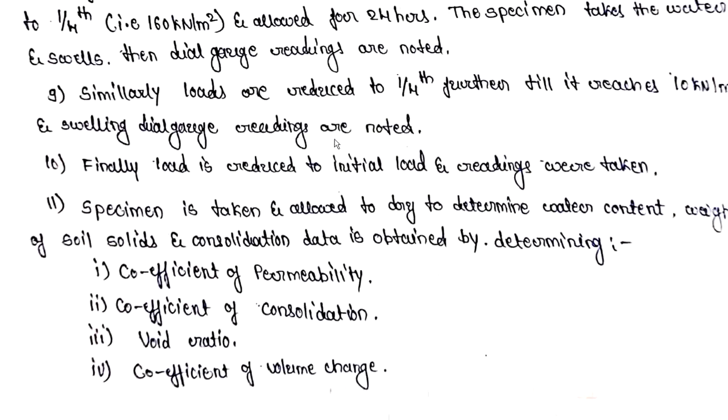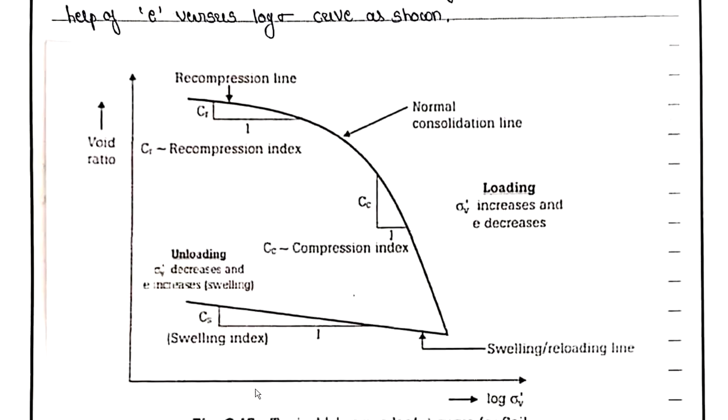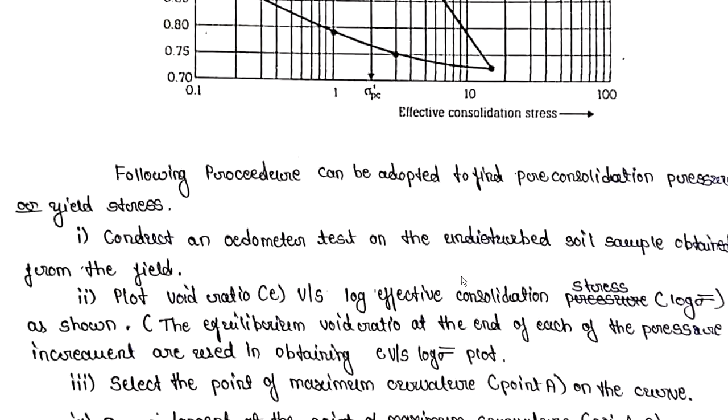You can see in the compression curve, load or stress is on x-axis and void ratio is on y-axis. So as load or stress increases, void ratio decreases. So this is what they said, as load or stress increases, the void ratio will decrease obviously.